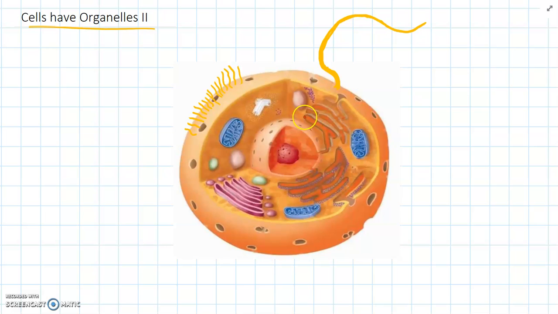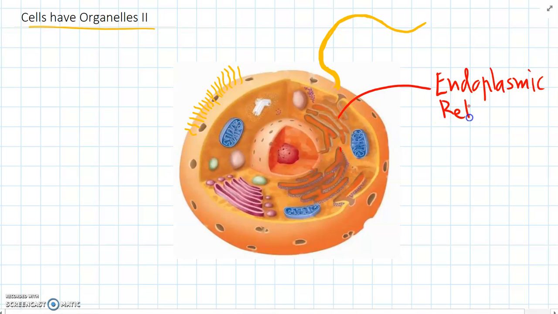So the first one we'll look at is these folded little structures down here that look like lots of pancakes all joined together, or like an ant nest. And there's two types of this structure. Overall, they're called the endoplasmic reticulum. One of the best names in science, I reckon. The endoplasmic reticulum.